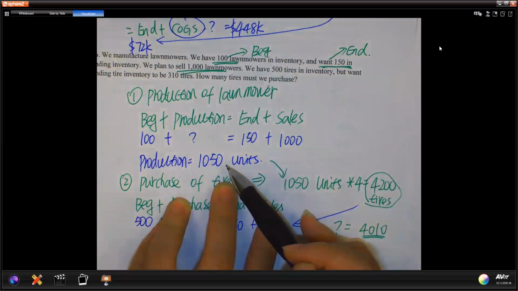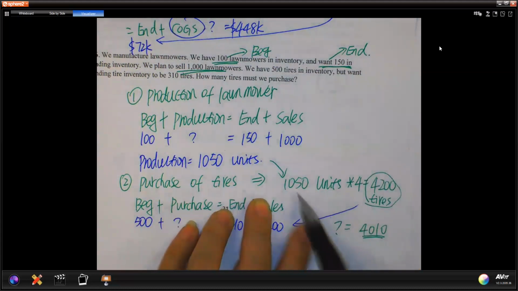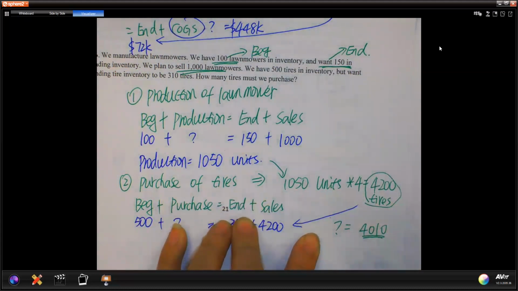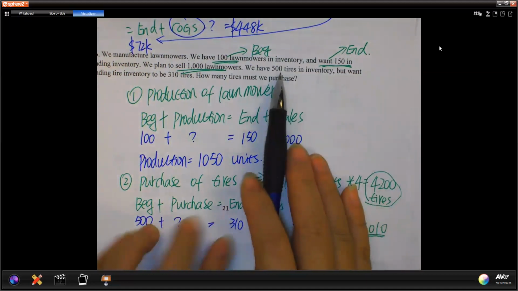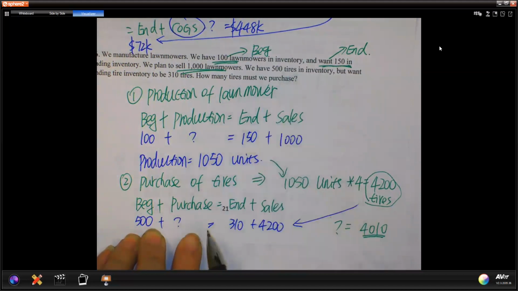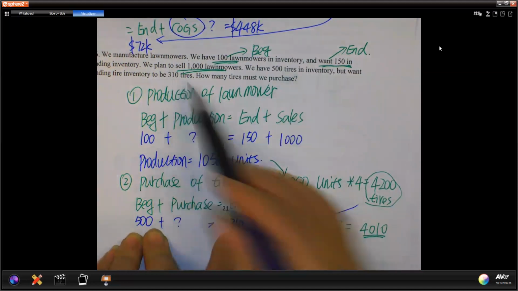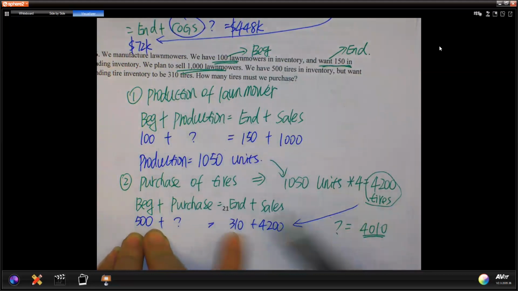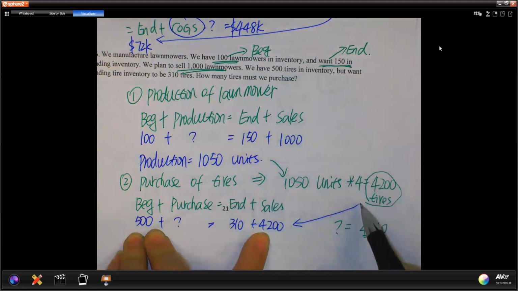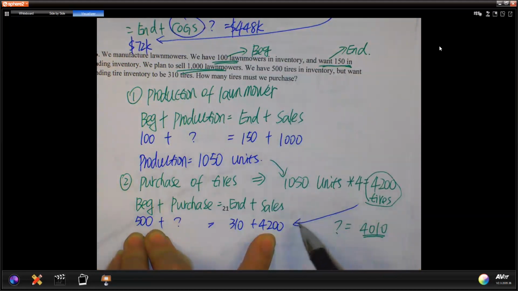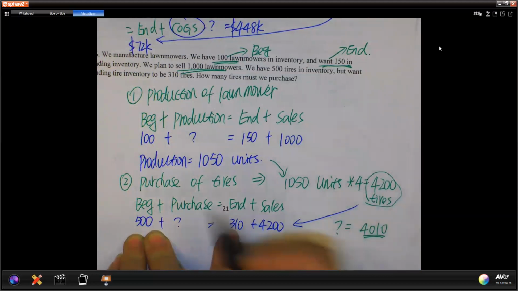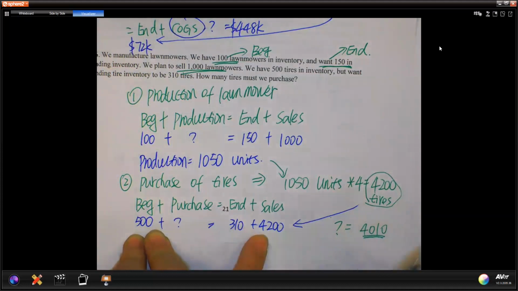And then each unit will have 4 wheels, right? So in total we need 4,200 wheels or tires. We already said we have 500 as beginning inventory, and our ending inventory is 310 of the part as direct material. The part we need has to be 4,200. Then you have to purchase 4,010. This is a little bit awkward.